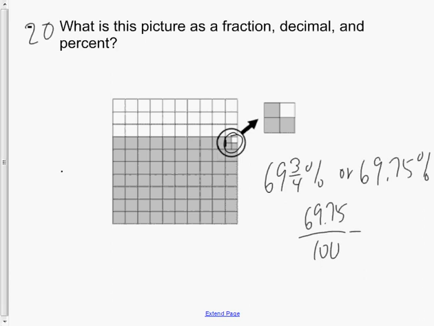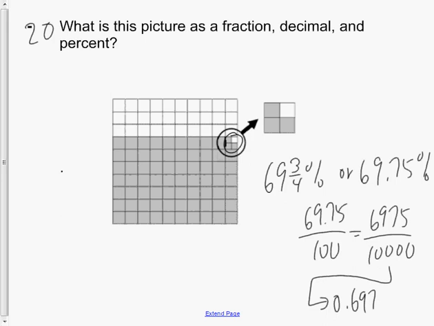this is not wrong, but this is the better fraction. And then in lowest terms, you could reduce that to lowest terms if you want. But with this, you could then say 69.75% is 0.6975. Each of those was worth 1 point.